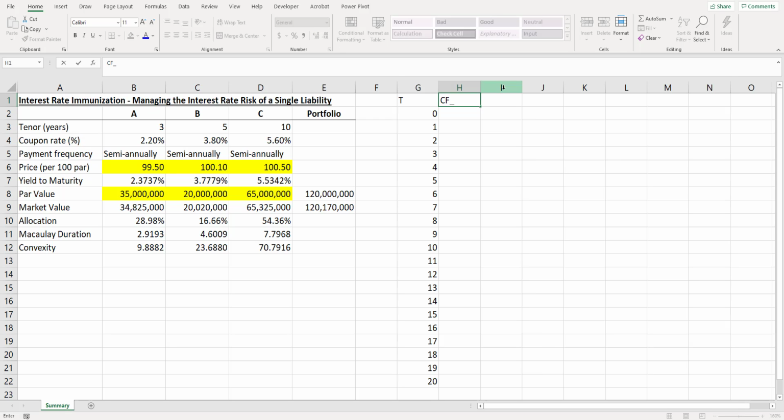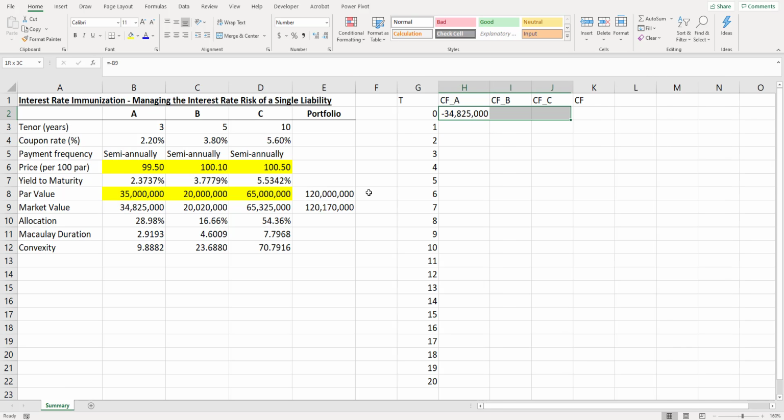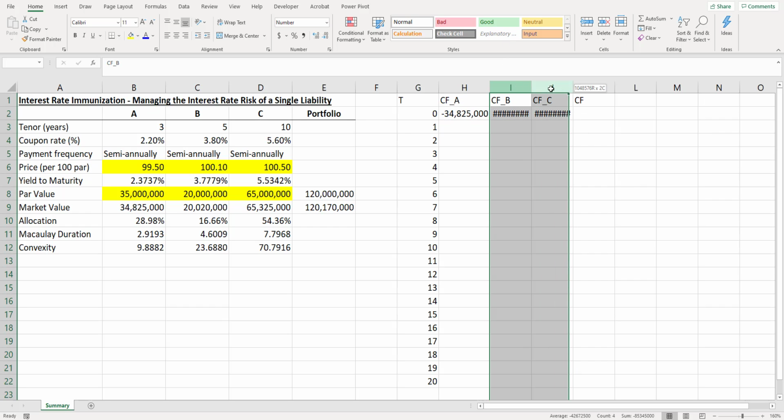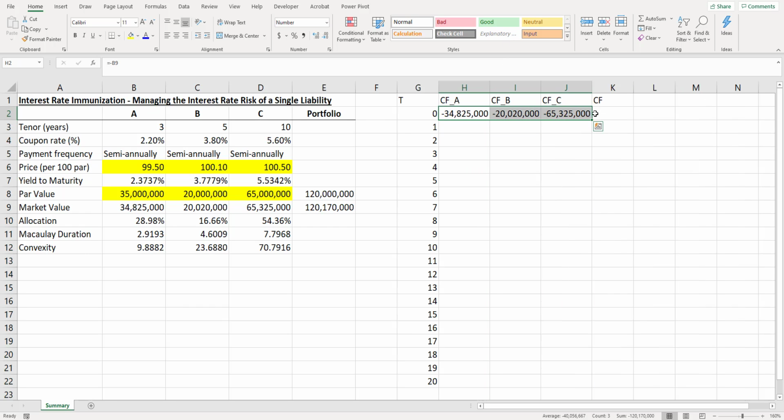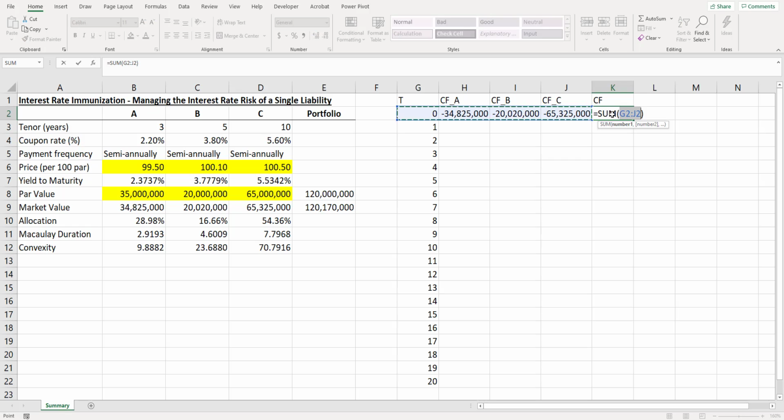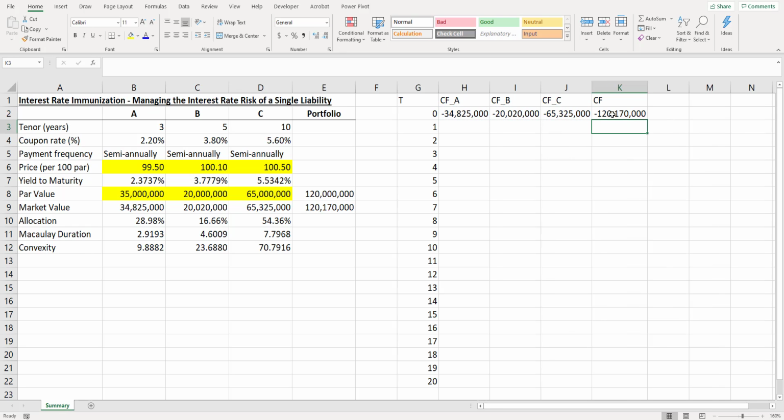Then we have the cash flow for bond A, the cash flow for bond B, the cash flow for bond C, and then the total cash flow. So initially there will be an outflow where we buy the bonds. Here we have the total outflow, which is the total purchase. So I will sum up these 3. That's my total market value of the bonds, which is also the outflow.